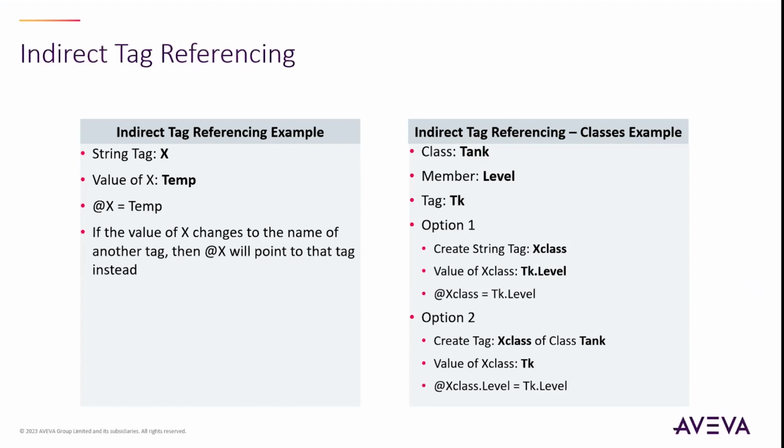This could be really good if, let's say, you have one tank graphic on your screen with some different values for that tank, but in the real world, you have 3 tanks. You could just use that one graphic and reuse it for all three of your tanks by using indirect referencing to dynamically change the tags during runtime.